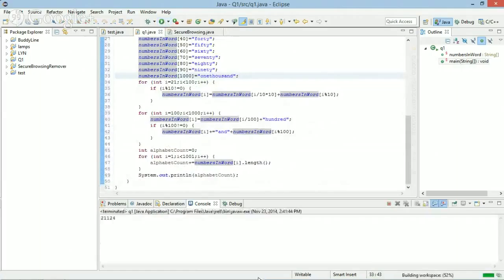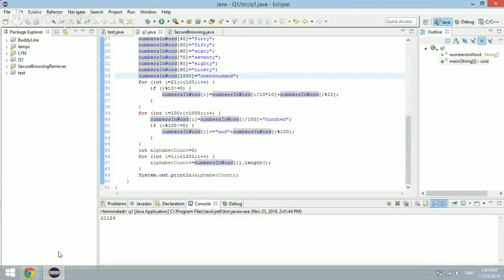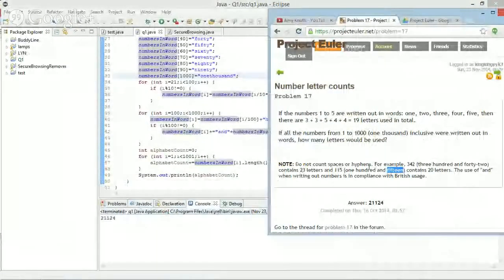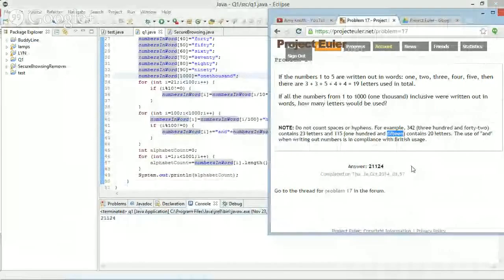Let's see. So the answer is 21124. Let's check the answer here. Yes, this is the answer.